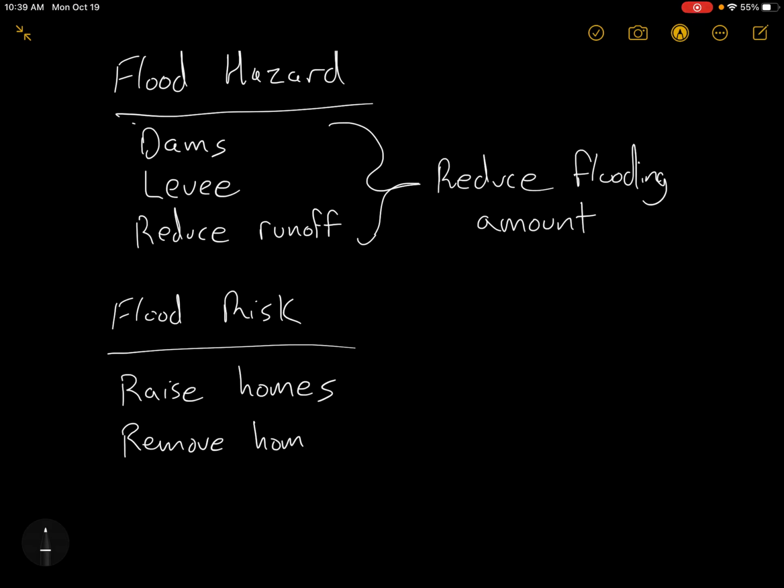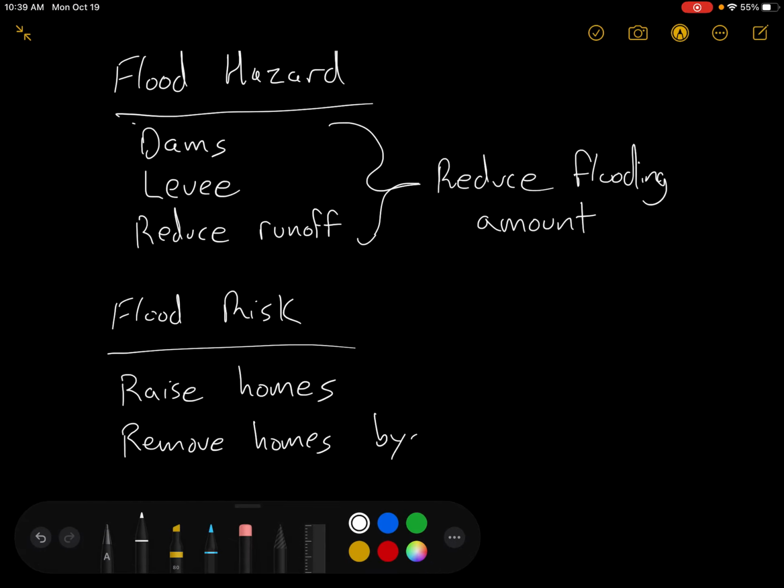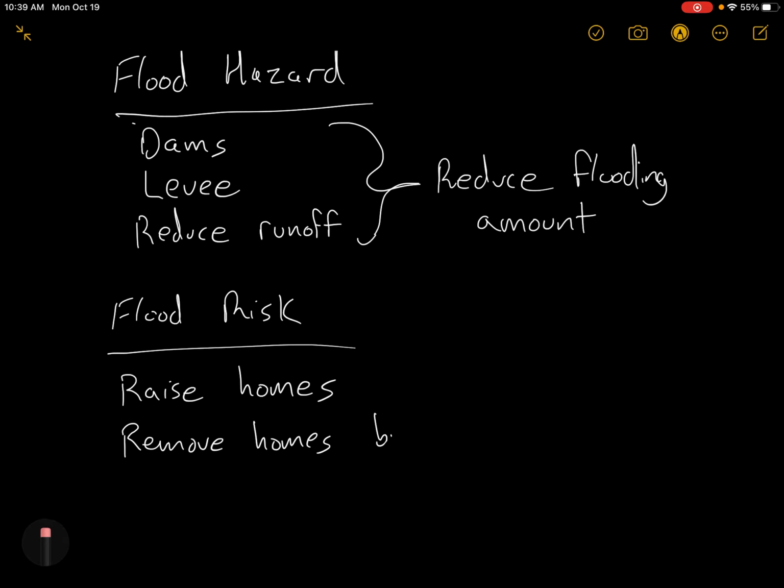You could remove homes through what's called a buyout. And what happens with a buyout is that typically it's the government, it's almost always the government, they will buy out homes from a neighborhood. And this can be effective in reducing the damages that way.